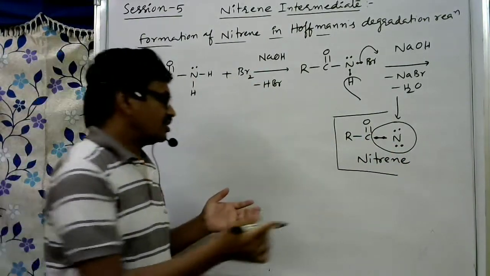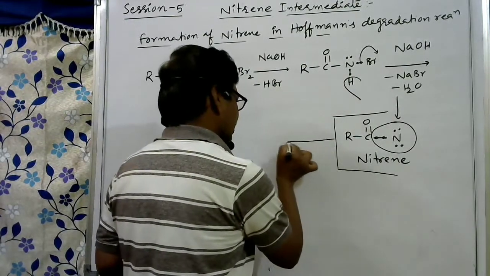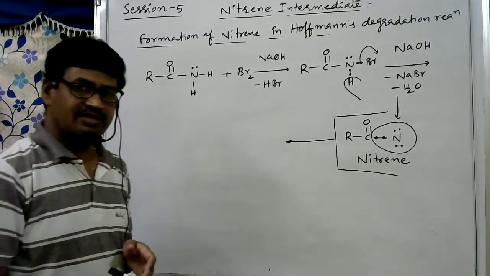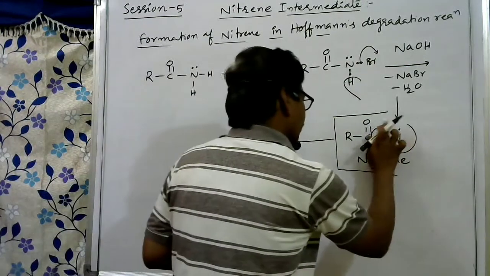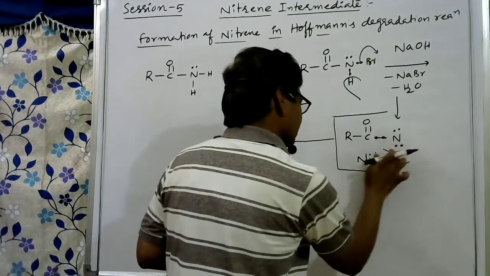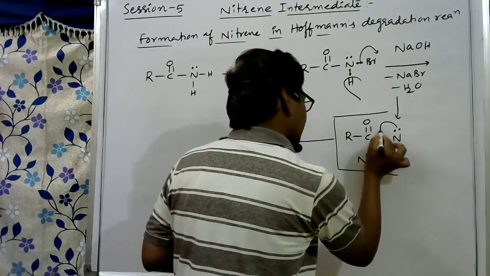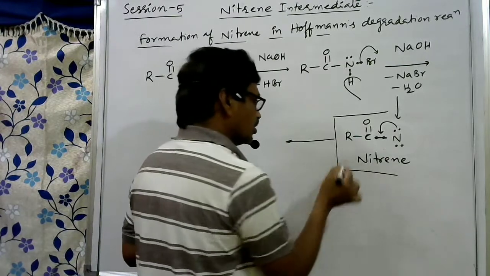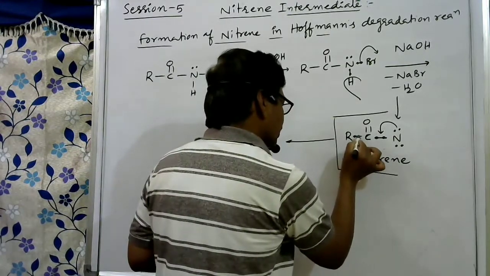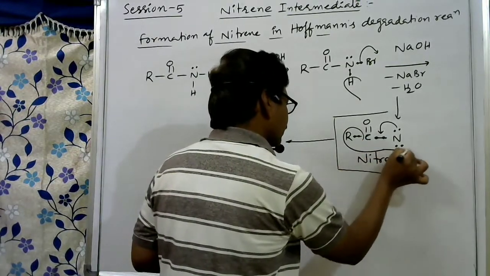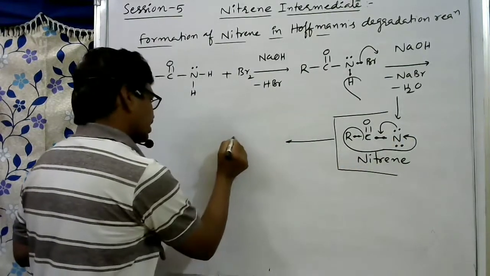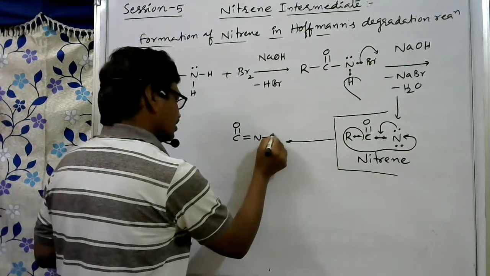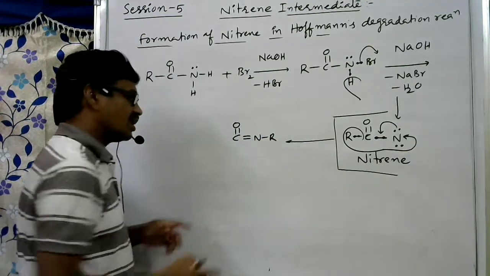Then a rearrangement takes place. This one electron pair shifts here, so the number of bonds on the carbon atom becomes more, so immediately this R group shifts from here to here. So we get C double bond O, double bond N R. This is alkyl isocyanate.